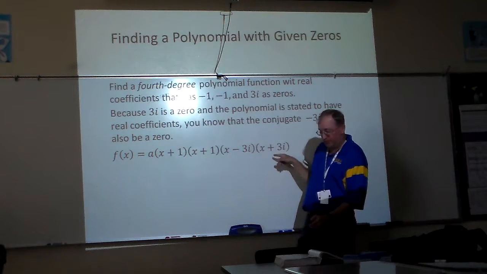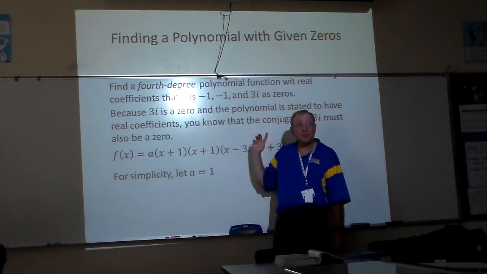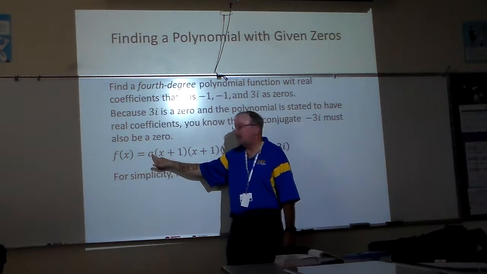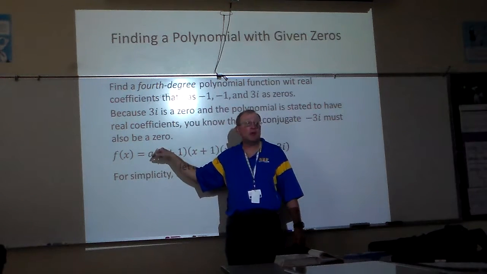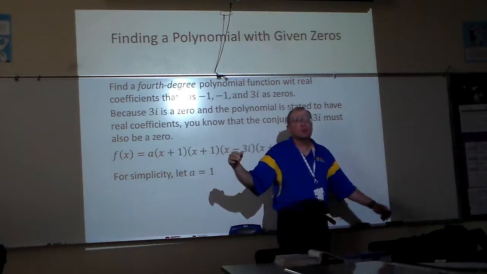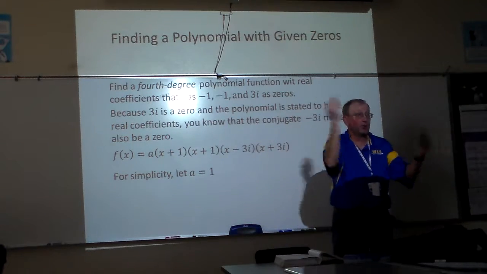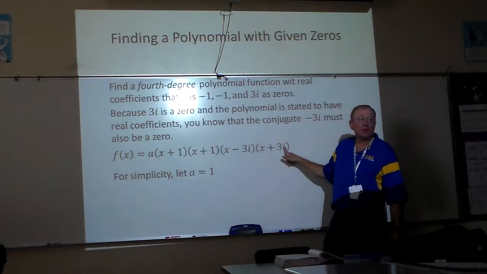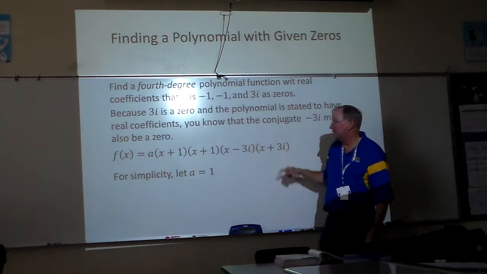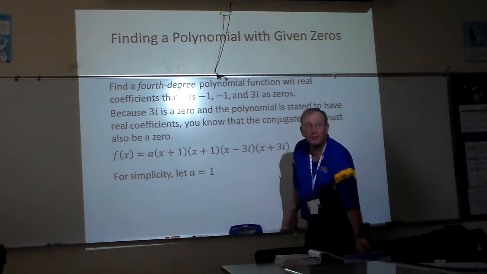Now, we are going to do this for simplicity. Let's just let this a equal 1. This coefficient could be anything. It doesn't really matter. All that coefficient is going to do is make it go up and down what? Faster or slower. But it's not going to change any of the x-intercepts or anything like that. So now what you have to do is this.